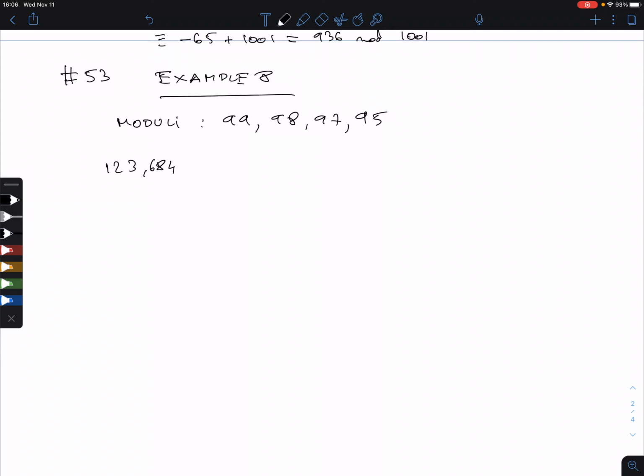Okay, so let's do this. So what is this mod 99? This is, okay, they calculate this for us, so I'm not going to work out why this is. So this is explained in the example. So this is 8. So the same number, but now I'm going to do it mod all 4 of them, so let me write that first, mod 98, mod 97, mod 95.